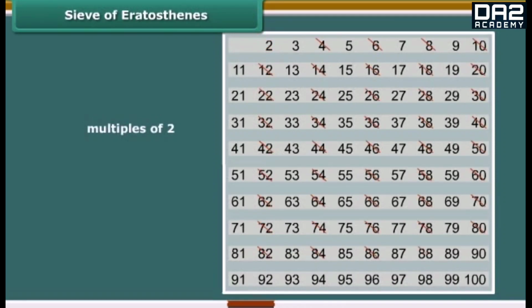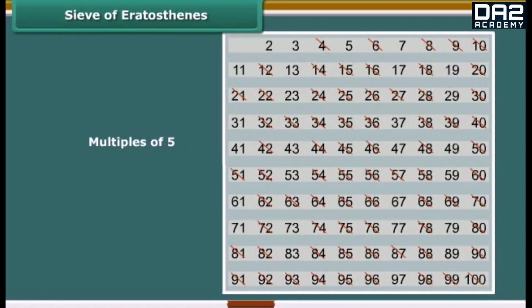Now you will find that the next uncrossed number is 3. Encircle 3 and cross out all the multiples of 3 other than 3 itself. The next uncrossed number is 5. Encircle 5 and cross out all the multiples of 5 other than 5 itself.